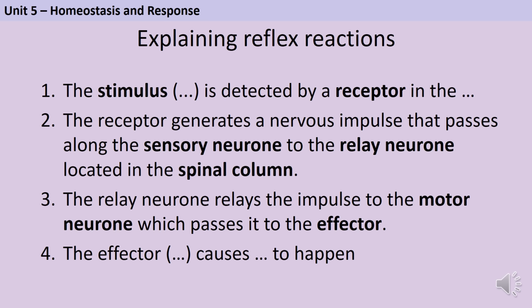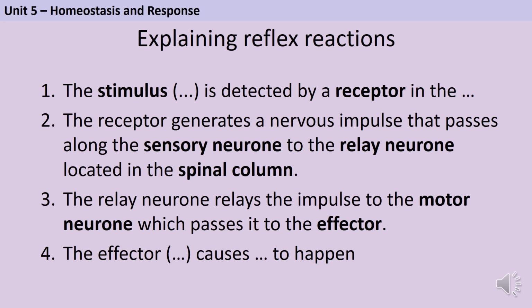The receptor then generates a nervous impulse, so that's an electrical signal, that passes along the sensory neuron to the relay neuron. So you've got three types of neuron in this reflex response, and you need to know what they are. So the sensory neuron is connected to the receptor. It's the thing that's doing the sensing. The relay neuron is going to pass the electrical impulse through your spinal cord. Then it's going to relay it on to the motor neuron. So motor is all about movement.